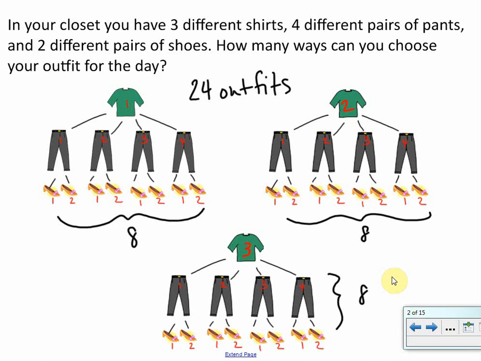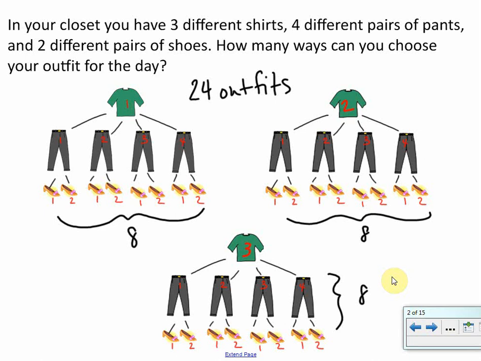or charts. We use charts especially when rolling two dice and finding a sum, and we use tree diagrams usually for flipping a coin, heads or tails. In this example, in your closet you have 3 different shirts, 4 different pairs of pants, and 2 different pairs of shoes. How many ways can you choose your outfit for the day?